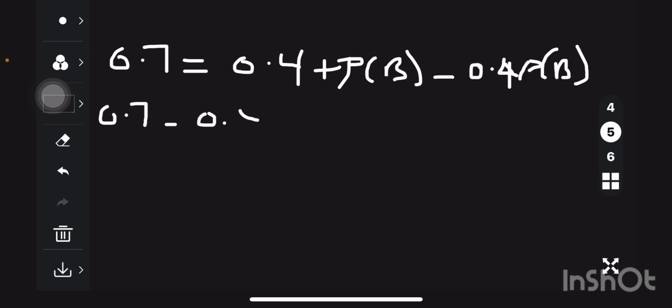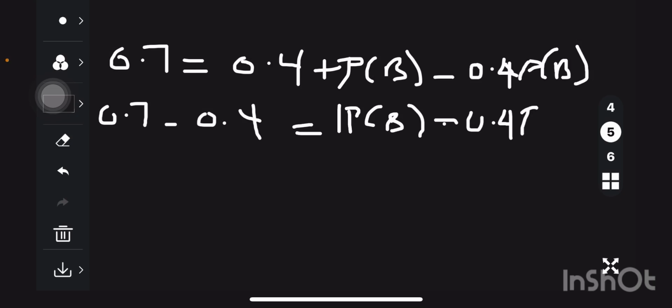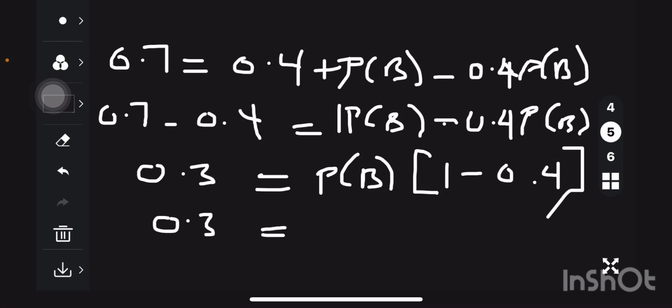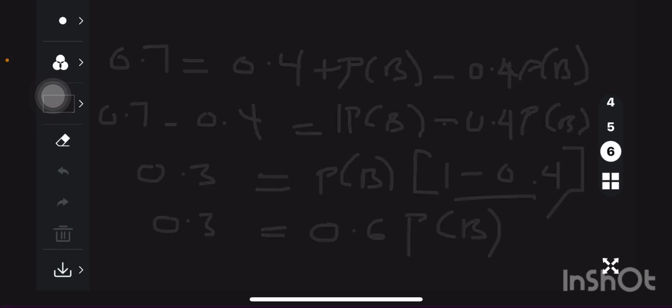So we have 0.7 minus 0.4 equals the probability of B, where the coefficient is 1, minus 0.4 times the probability of B. So we can factorize the probability of B out. 0.7 minus 0.4 is 0.3, and factorizing the probability of B out, we have 1 minus 0.4, so this becomes 0.3 being equal to 0.6 times the probability of B. Now we divide through by 0.6.